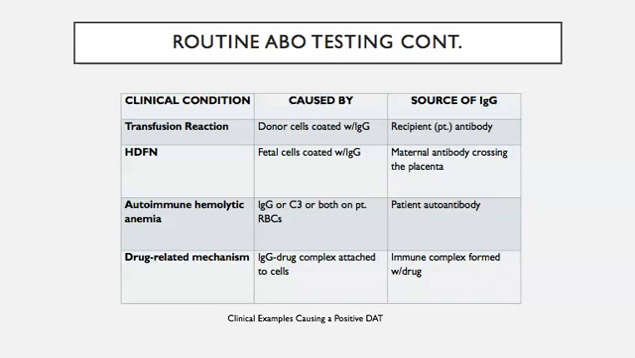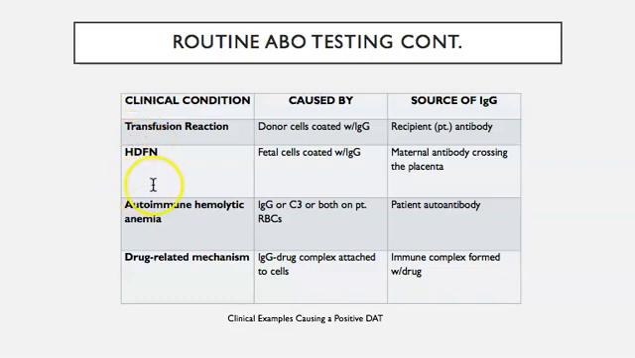Okay, so in this case, these are examples of situations that could cause a positive DAT. So transfusion reaction. In that case, the donor cells are coated with IgG. And the source of that IgG is that the patient, the recipient who has received the transfusion, has antibody present in their serum that is reacting with the donor cells.